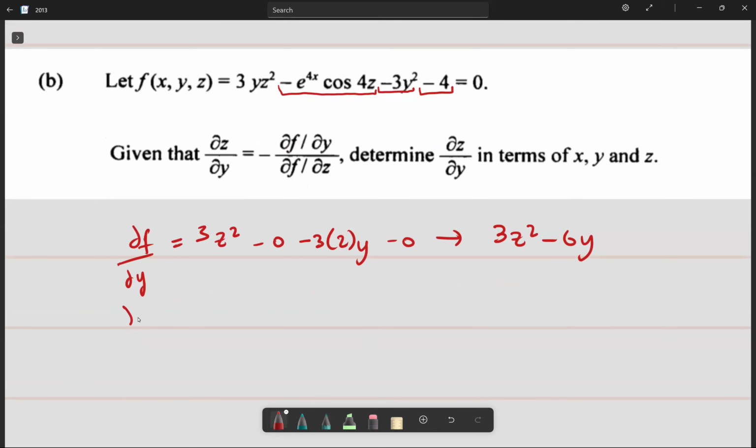Now you do the same thing with respect to z. So df/dz is equal to, 3y is a constant. Carry down the 2, leave the z.